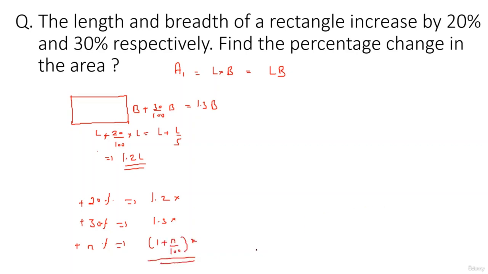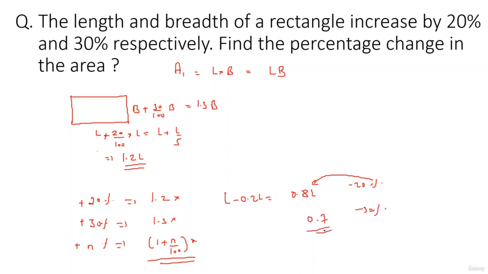Okay, the value may reduce by 20%. Then what will happen? Suppose it will be L minus 0.2 of L, which is 0.8 L, right? So if a value decreases by 20%, it will become 0.8 times. If a value decreases by 30%, it will become 0.7 times.